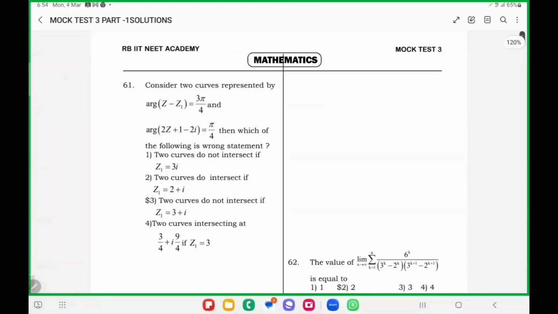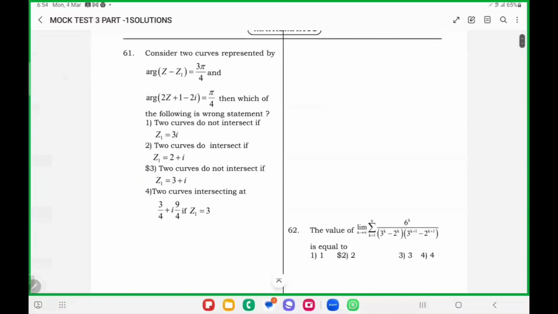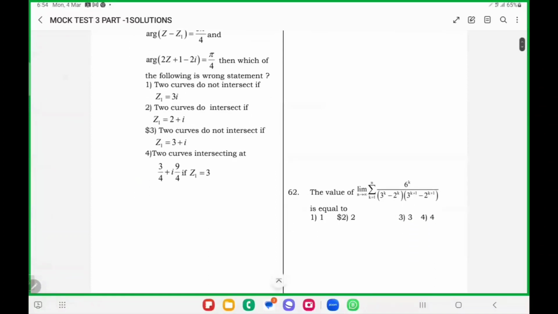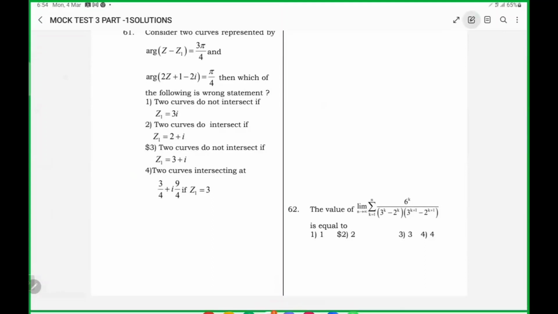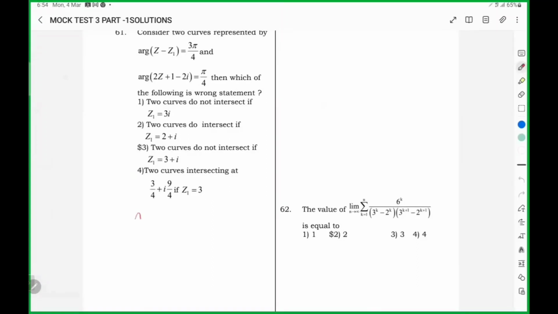In this video, I am discussing half of the questions of mock test 3. Before discussing problem number 61, first of all, what is the argument of z?